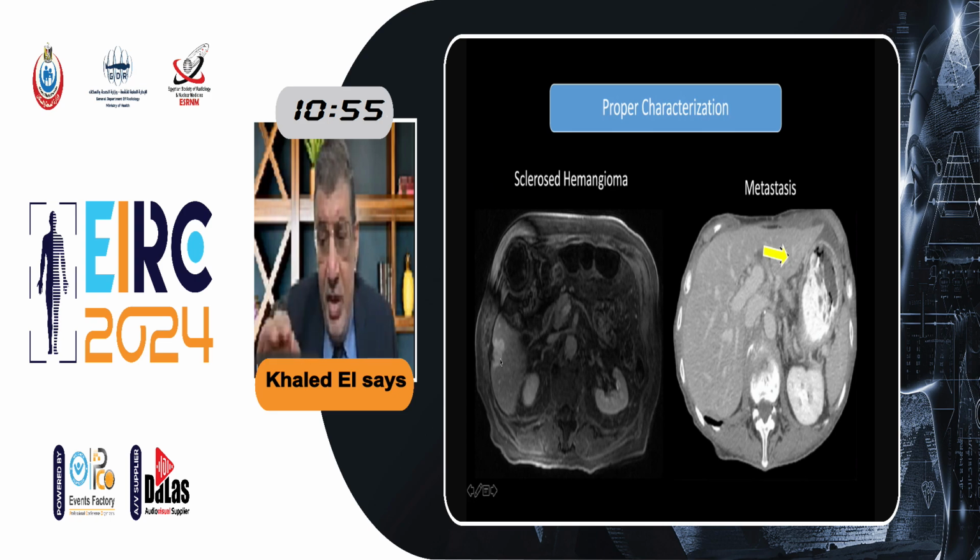But the tip here for diagnosis is that this sclerosed hemangioma follows the blood pool enhancement. You see it here, it's very comparable to the phase. So in arterial phase, it follows the artery. In the venous phase, it follows the vein. In the delayed phase, it follows also the blood vessels.